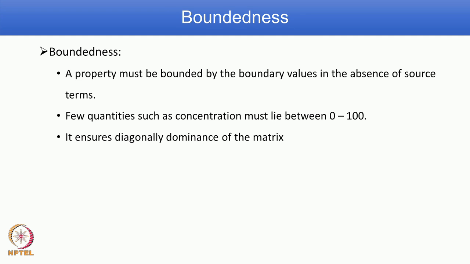Now, this boundedness ensures what is known as a diagonally dominant situation in a matrix. Once again, when we discretize the governing equation, finally we arrive at a system of linear equations and we put them in the form of a matrix A x equal to b, where A is a coefficient matrix, x is an unknown column vector and b on the right hand side is a known vector. Now, we need to invert this matrix to get the solution vector. This inversion procedure depends on the coefficient matrix nature.